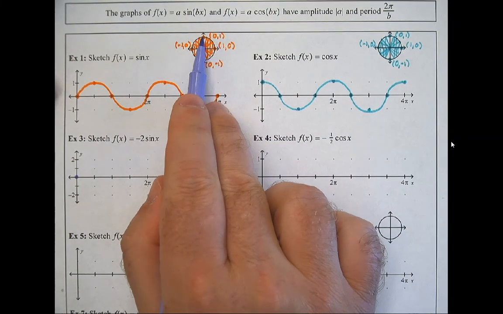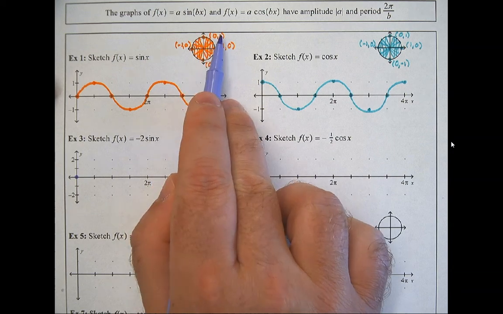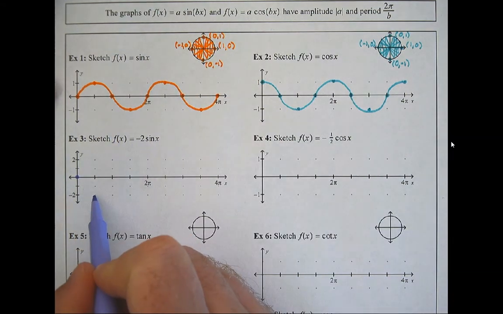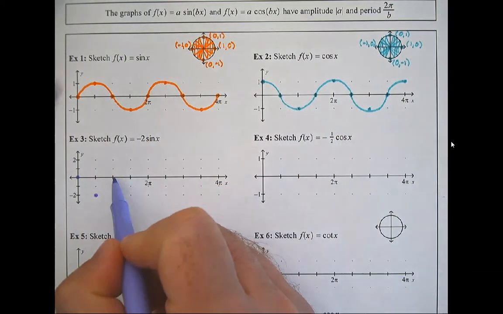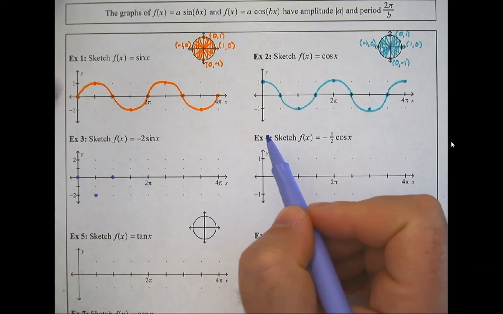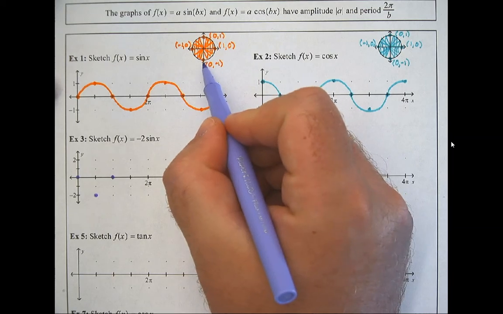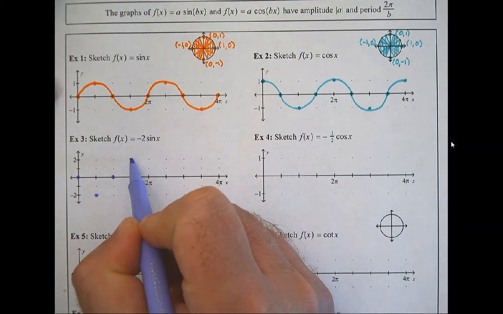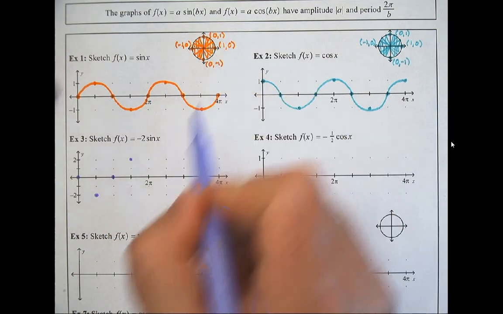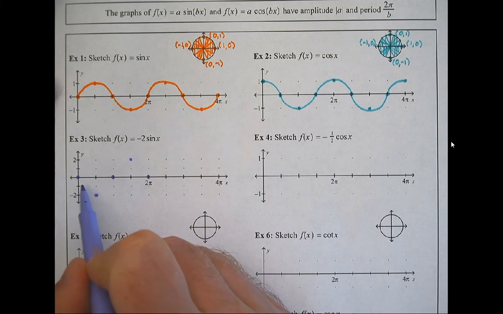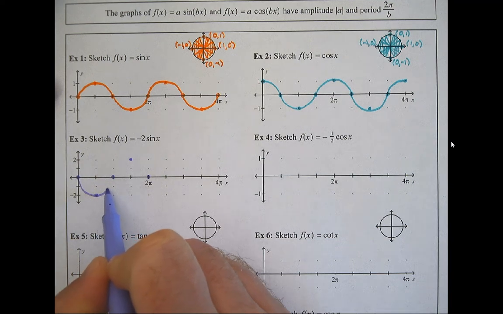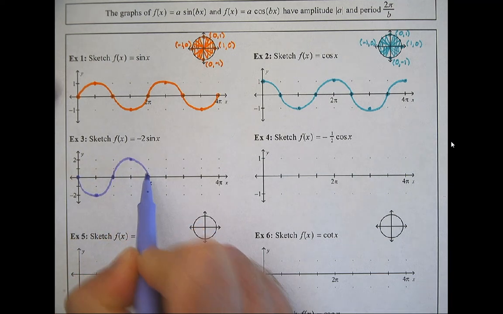Then I rotate to the next 90. The y value is 1. 1 times negative 2 is negative 2. Rotate, the y value is 0, times negative 2 is 0. Rotate, negative 1 times negative 2 is positive 2. Rotate, 0 times negative 2 is 0. So this is one cycle, one period of my graph.